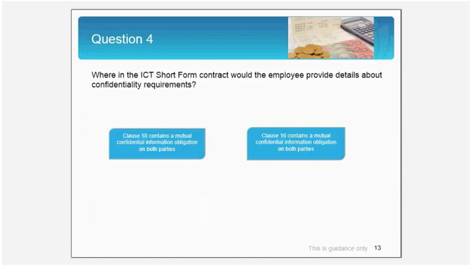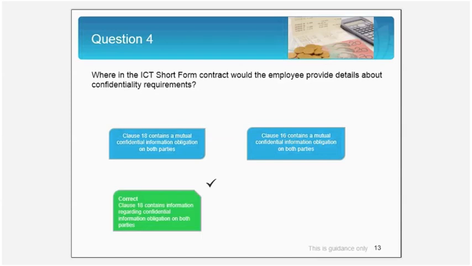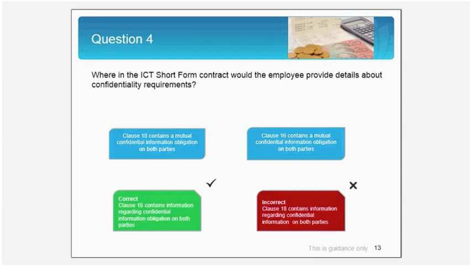Another question to consider would be about employee details and confidentiality requirements. It's important to have these details in. Therefore, which clause contains this obligation? Would it be clause 18 or clause 16? The correct answer is clause 18. It contains information regarding confidential obligation on both parties.